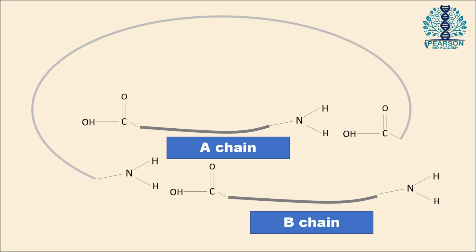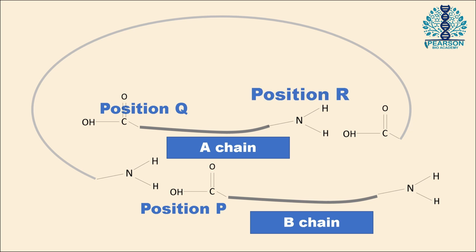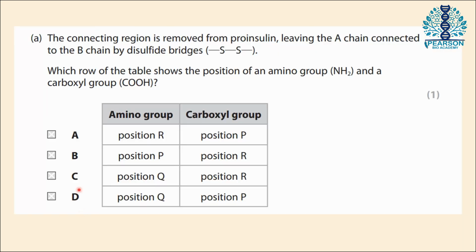I hope you now understand the concept. In the given positions, there are carboxyl groups at positions P and Q and only an amino group at position R. For the table, position R should be listed under the amino group while either position P or Q can be listed under the carboxyl group. Therefore, the most suitable answer here is A. And you can simply eliminate the other options because the amino group is only present at position R.